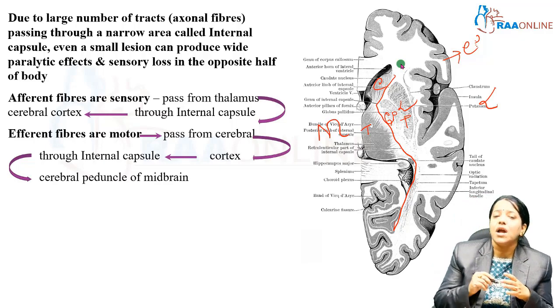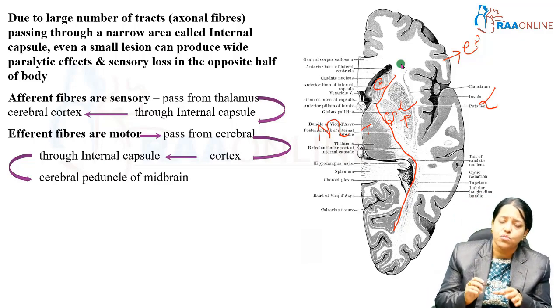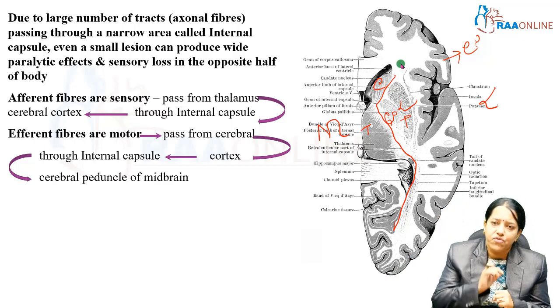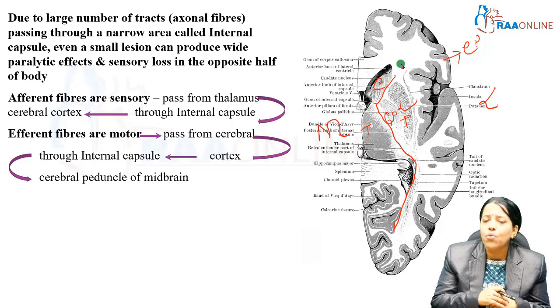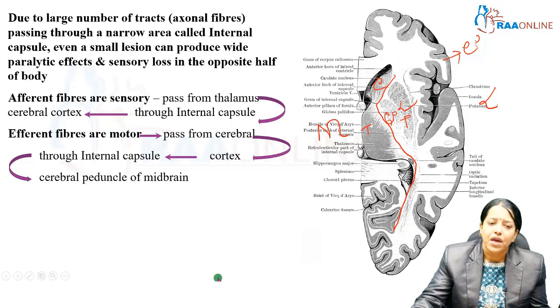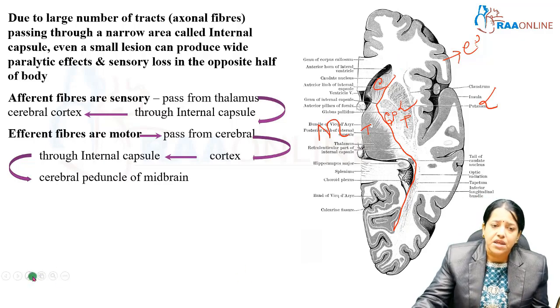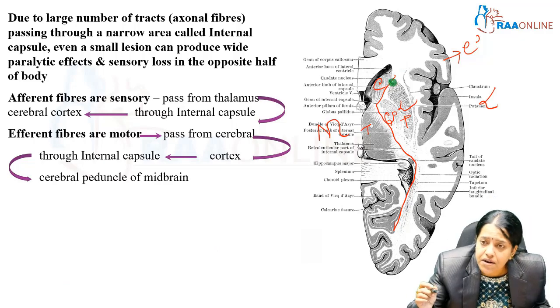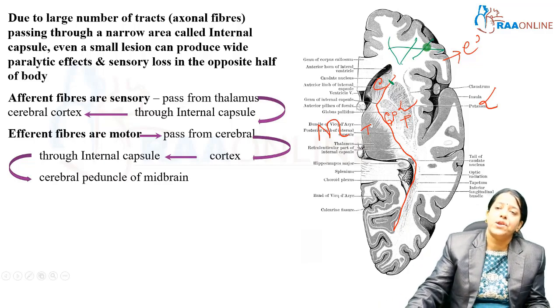If you are cutting even a very small part of the bouquet where you are holding, a lot of flowers can fall off, even with a small cut. That's how we are explaining it here. Even if a small part is affected, even a small lesion in the anterior limb of the internal capsule can cause widespread damage to a lot of fibers which are going to the cortex.